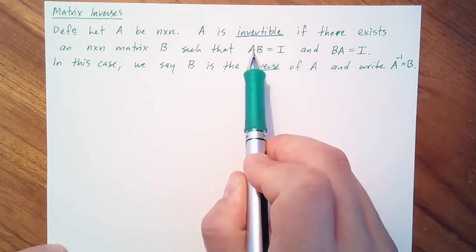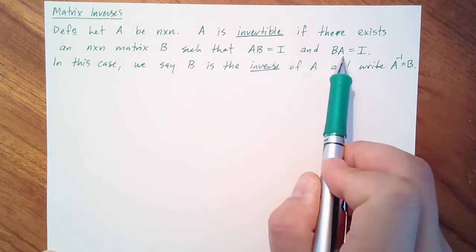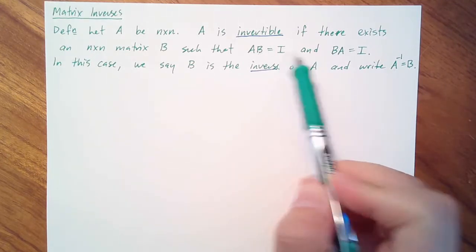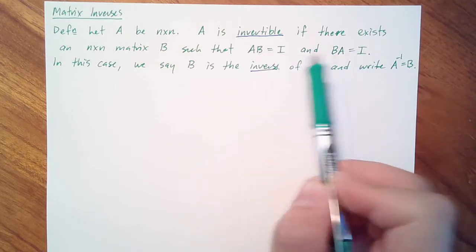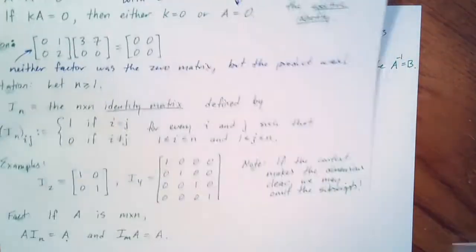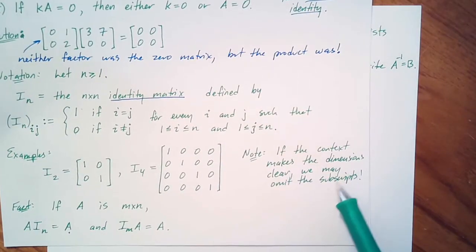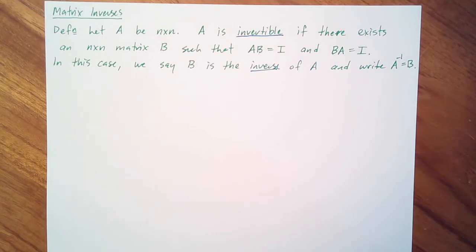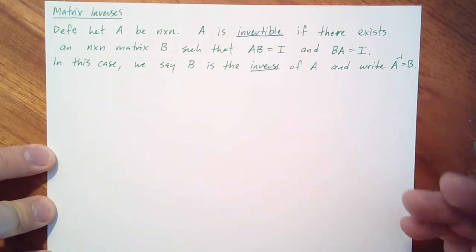Right? If I multiply A on the right by B, or if I multiply A on the left by B, I get the identity in both cases. And notice that I didn't specify the dimensions of the identity matrix here. And I did mention that on the previous page. We said that if the context makes the dimensions clear, we will omit the subscript sometimes. And this is another one of those cases, where the dimensions are forced by the context.